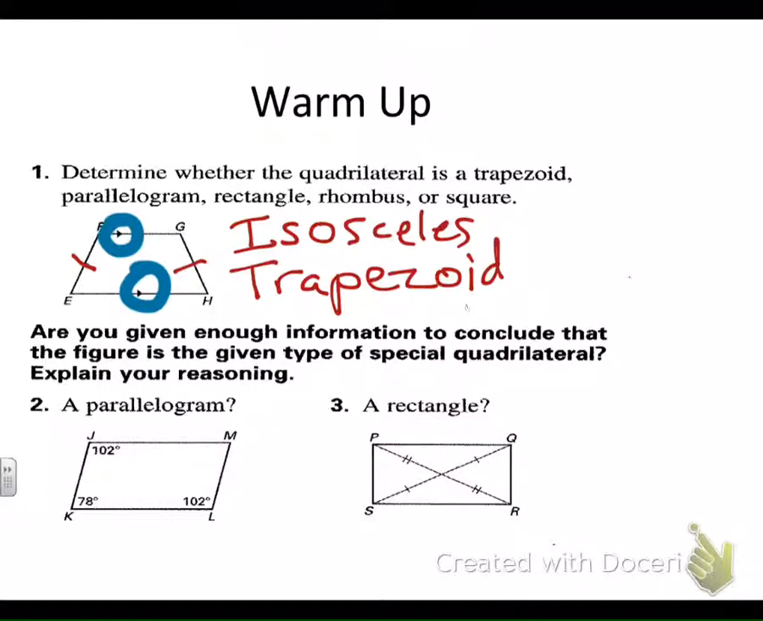Okay, are you given enough information to conclude that the figure is a given type of special quadrilateral, and explain your reasoning? So a parallelogram, we're going to say yes because the consecutive angles are supplementary. These add up to 180.